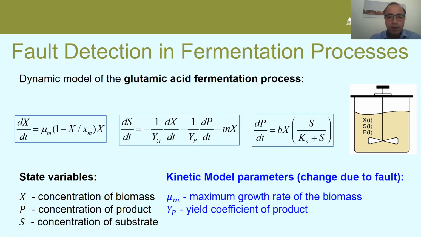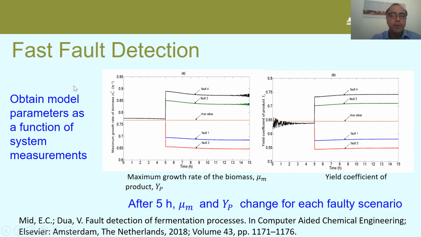Now, there have been quite a few approaches which have already been proposed in the literature, but the key contribution of our work was that we obtain model parameters as a function of system measurement. So as soon as we get the system measurement, and if there is something going wrong, we can quickly identify and report that a fault has been detected. And we carried out a few case studies where here I've shown fault 1, 2, 3, and 4 corresponding to different faults that occurred in the fermentation process.